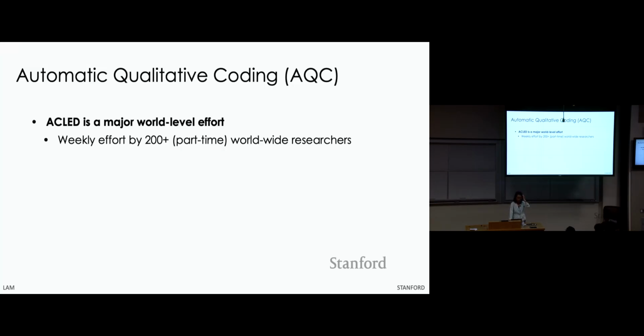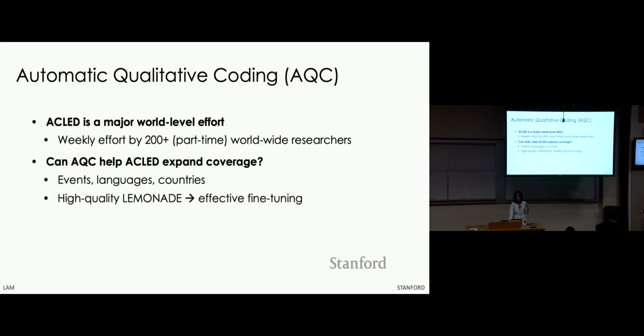ACLED is a really large world-level effort, as we described. So there are several very important questions. The first one is, can automatic qualitative coding, QC, help ACLED expand their coverage, in terms of the size of events, the different languages, countries, and so forth? What we are saying here is that because we have a high quality data set, we can fine-tune and potentially get very good results. So that's question number one.